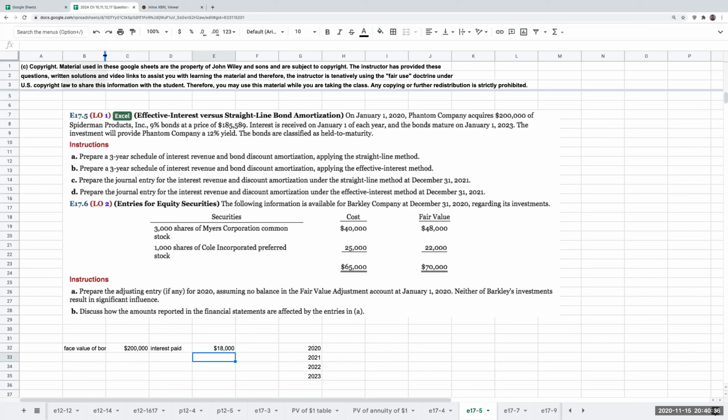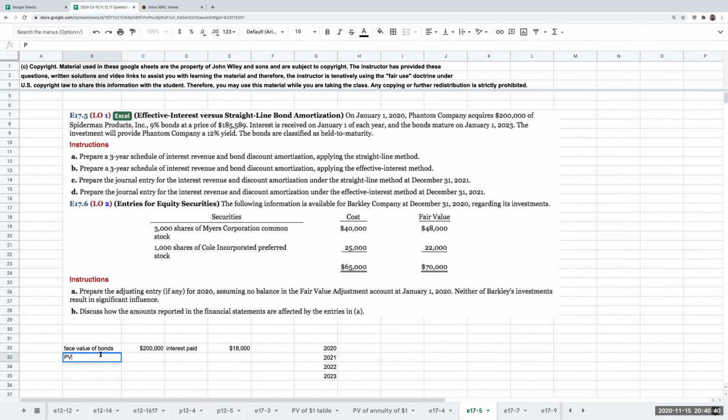So the next thing we're going to do is go to the present value tables. This is going to be present value of $1. Now, if they're priced to yield at 12%, this is going to be 4 periods, or the number of times interest is being paid. Over here, interest was received on January 1st. So it's actually, I got this screwed up. It's a 3-year bond. It's going to be 3 periods at 12%. And the reason I screwed this up is that this is 1/1/20. They're getting the interest on January 1st, so there's going to be no interest because time has not elapsed. So this is really year 1, 2, and 3.